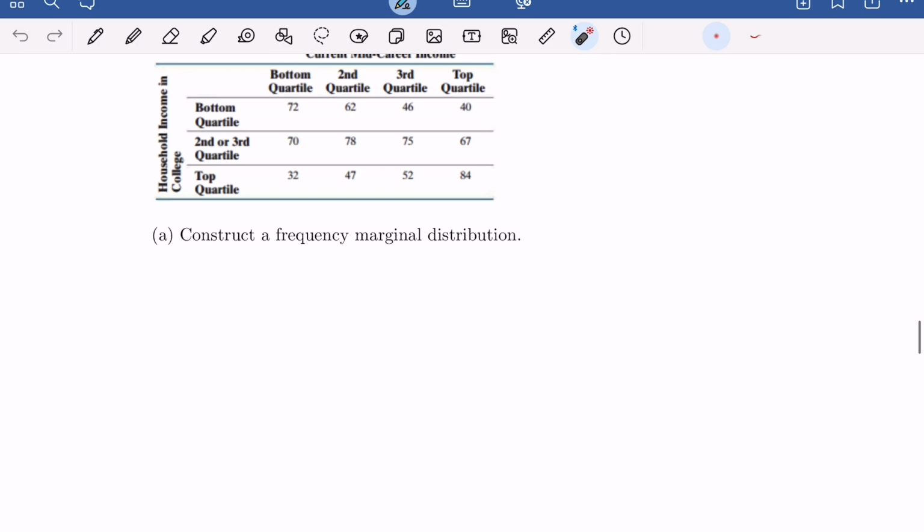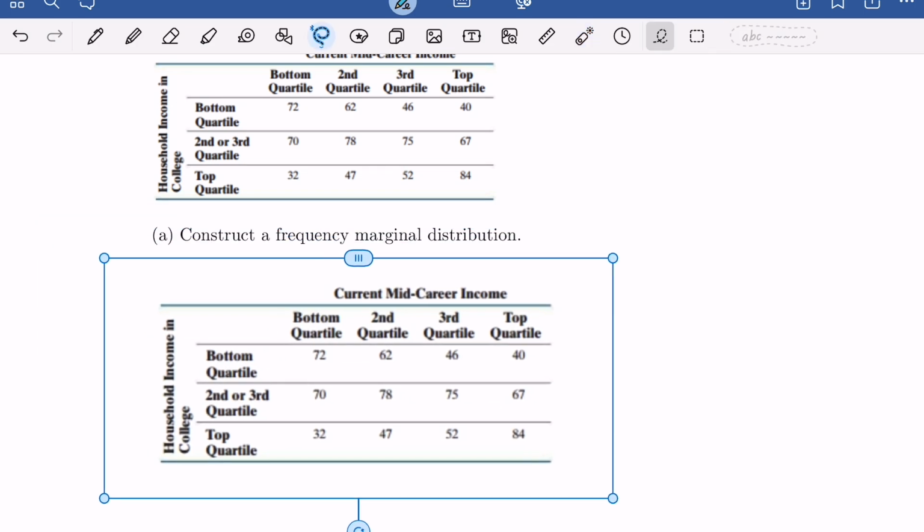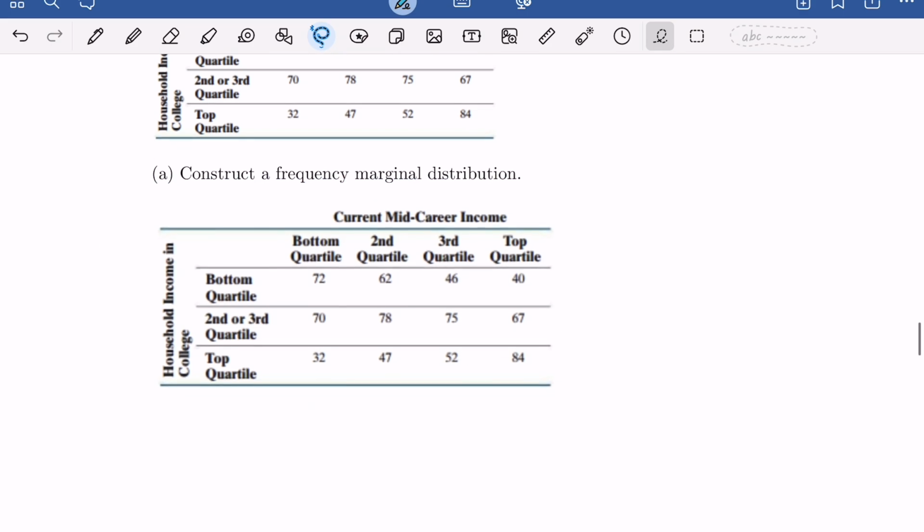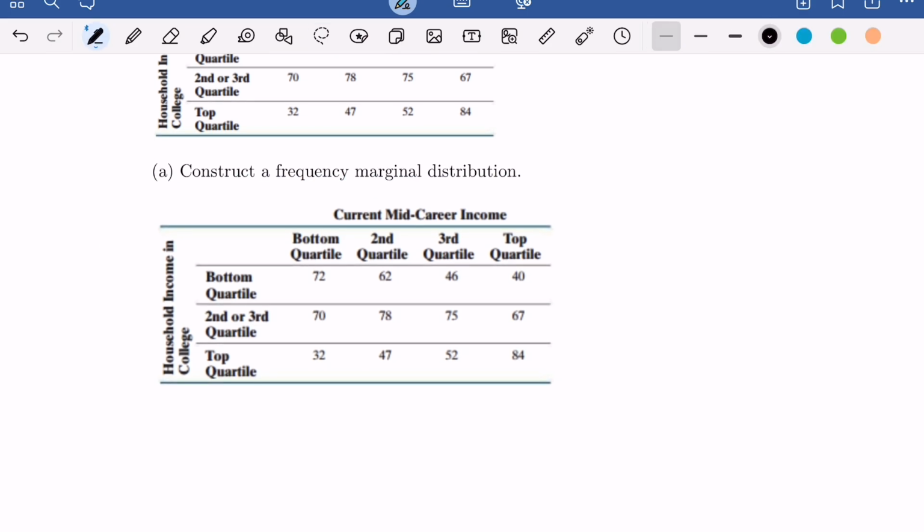So actually, I took a screenshot of this table here, and I'm just going to paste it here so that I don't have to create a whole new table. Perfect. So we just need to find the totals of each row and each column, like I said. So the totals for each of these columns here, we're just going to add these guys together. This is going to give me 174. Then for the next column, 187, 173, and then 191.